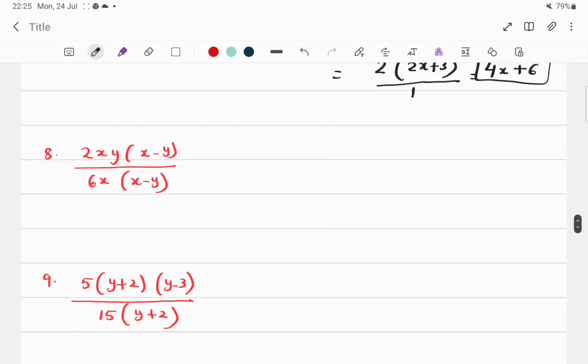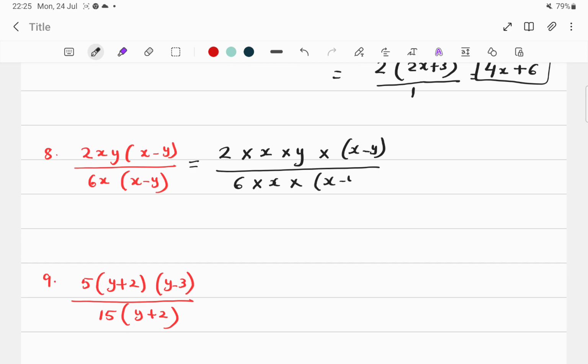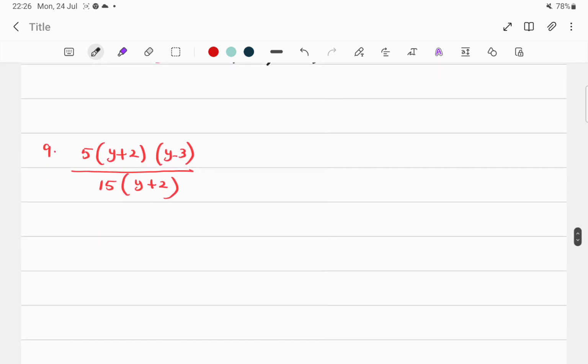Next question is 2xy times x minus y. So this is basically 2 multiplied by x multiplied by y multiplied by x minus y. These all are the factors, and in the denominator it is 6 times x minus y. So x minus y would be cancelled out, x and x will be cancelled out, 2 times 1 is 2 and 2 3s are 6. So we are left with y over 3. This is the final answer.